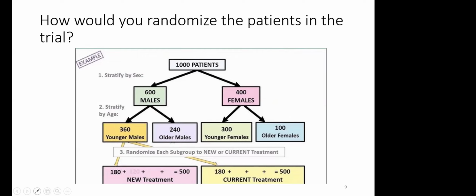Yes, so that's how randomization can be done. And then we've said the other key component of RCTs is blinding. As we said, blinding is where one or more parties do not know which treatment they are receiving. So there are various types of blinding.